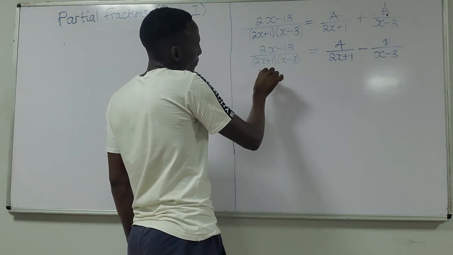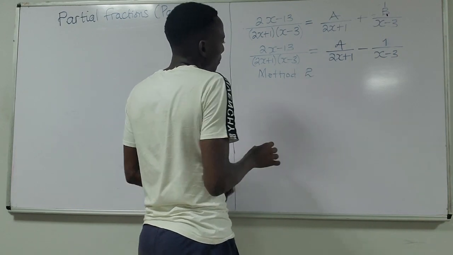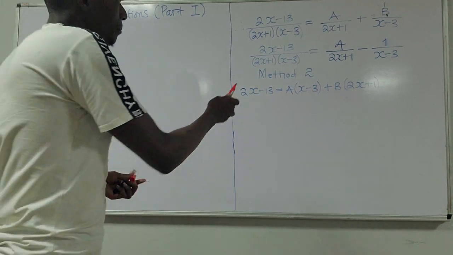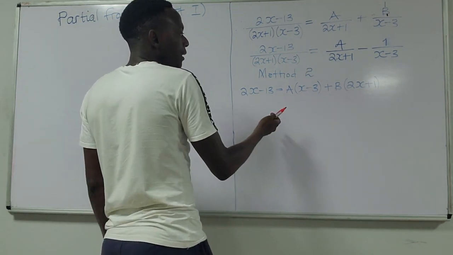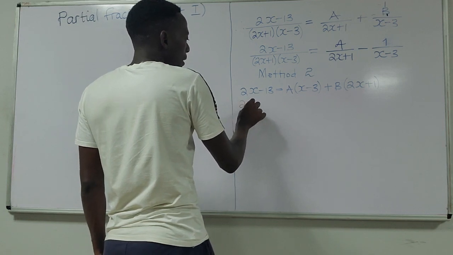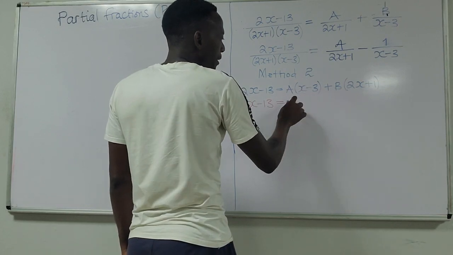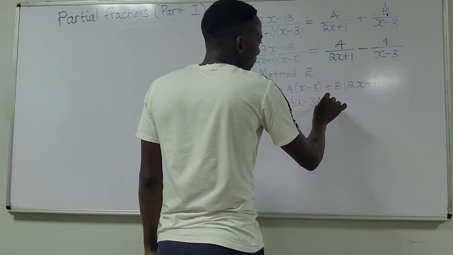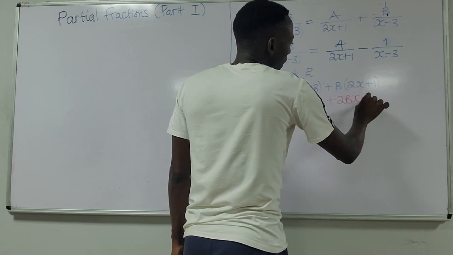Method 2. We pick it up from the same place. We had this, remember. So what we do now is expand everything on the other side. We have 2x minus 13 is equal to, expansion means multiplying everything inside here. So we're going to have ax minus 3a plus 2bx plus b.